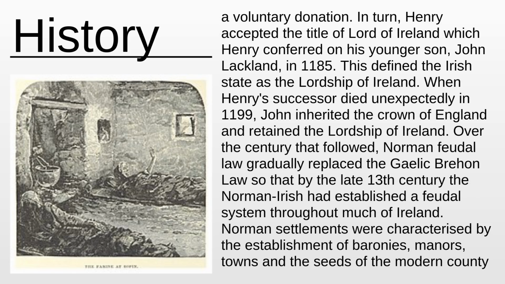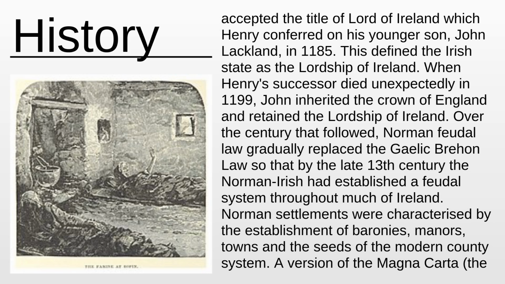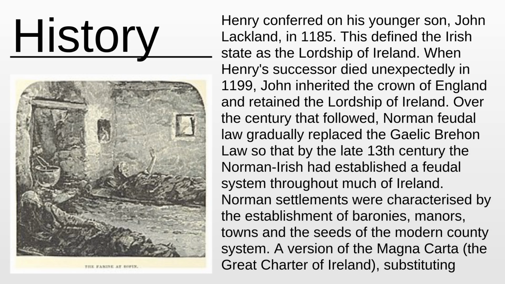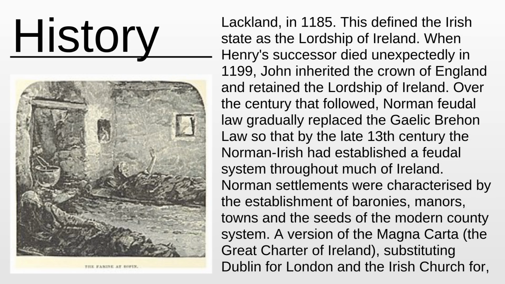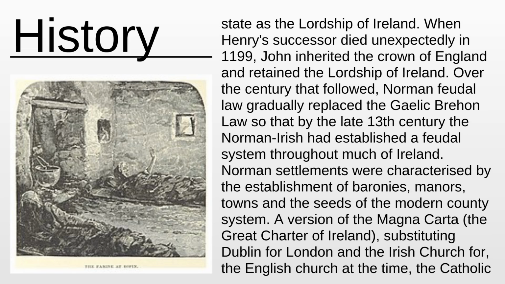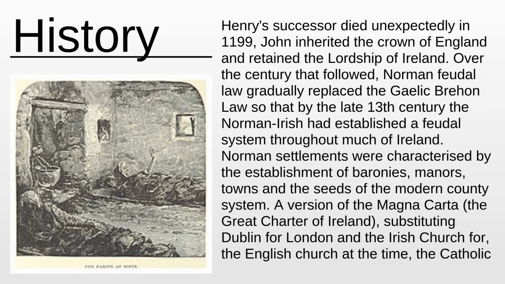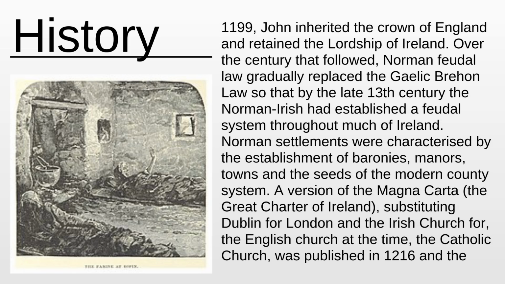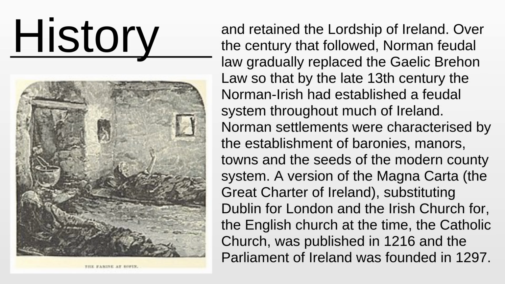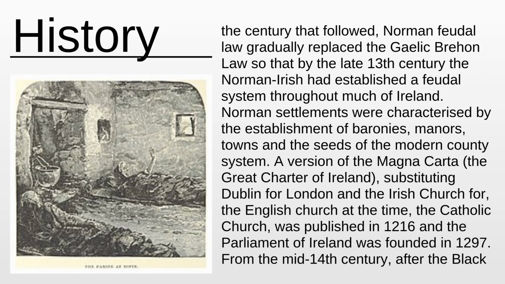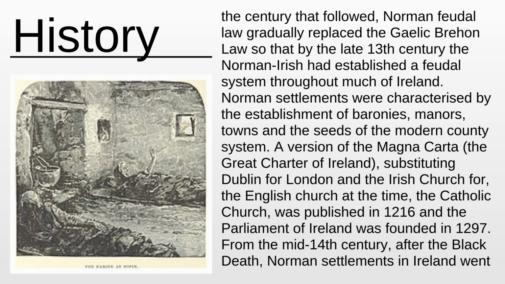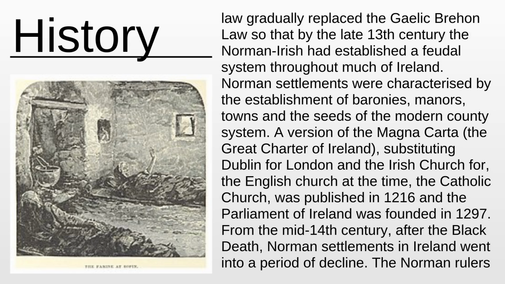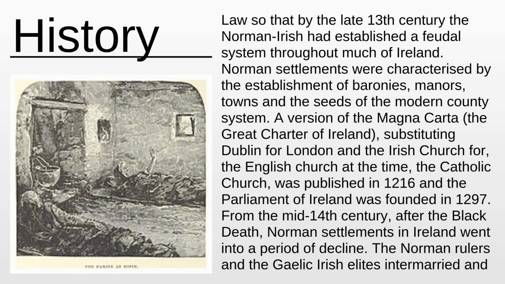When Henry's successor died unexpectedly in 1199, John inherited the crown of England and retained the Lordship of Ireland. Over the century that followed, Norman feudal law gradually replaced the Gaelic Brehon law, so that by the late 13th century the Norman Irish had established a feudal system throughout much of Ireland. Norman settlements were characterized by the establishment of baronies, manors, towns and the seats of the modern county system.